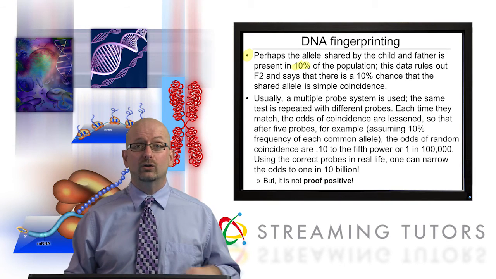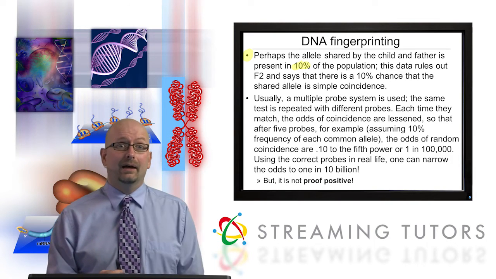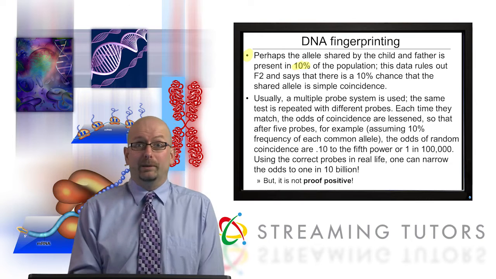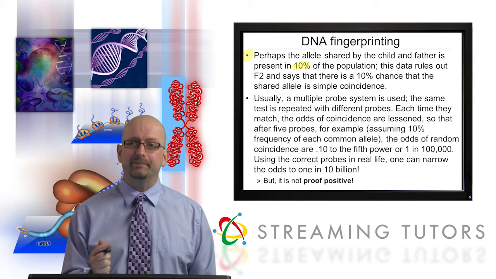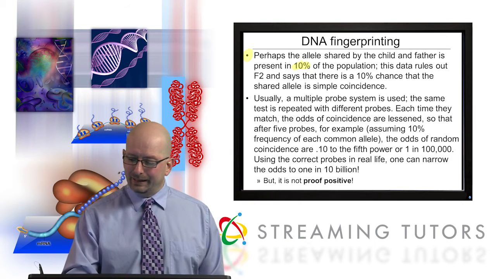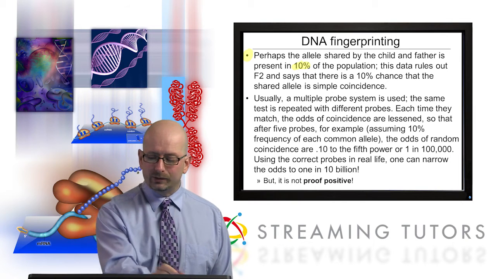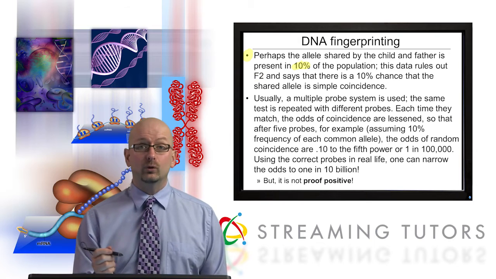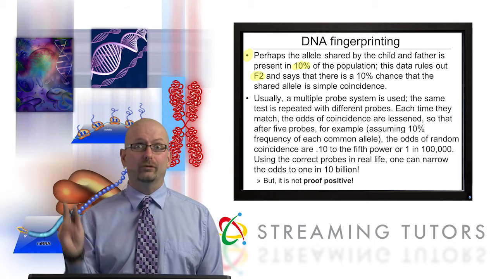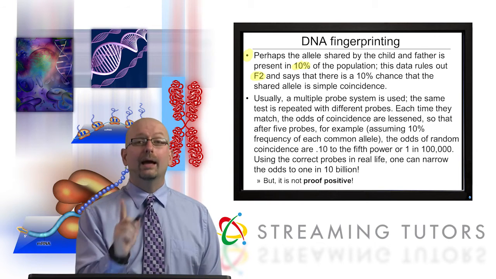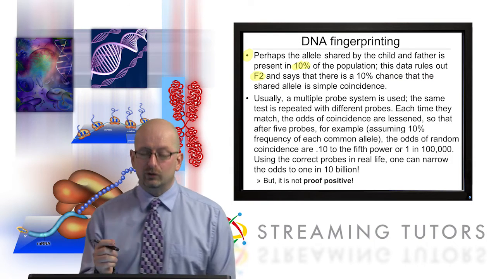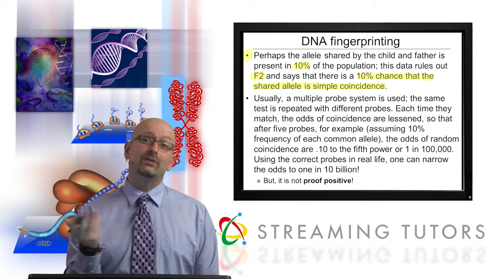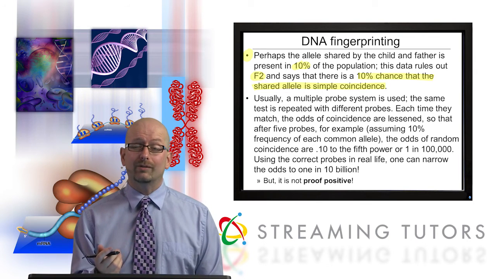So if you lived in New York City, that could mean 1 million people could potentially be the father of that child, right? That's not that great. So the data does rule out the person that we called F2, in other words, potential father suspect number 2. But what it says is that there's only a 10% chance that the shared allele is simply a coincidence. But 10% is still a pretty big margin of error.